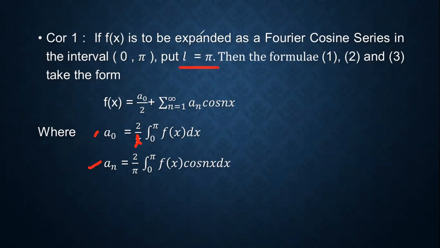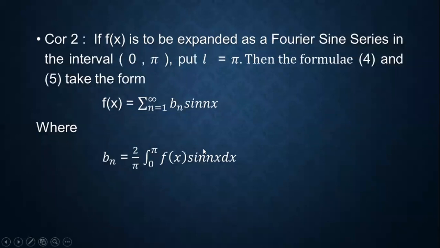Put L equal to pi. Then you will get 2 by pi integration 0 to pi f of x dx. Next, an is equal to 2 by pi integration 0 to pi f of x cos nx dx. This is the half range Fourier cosine series expansion for a length of L equal to pi.